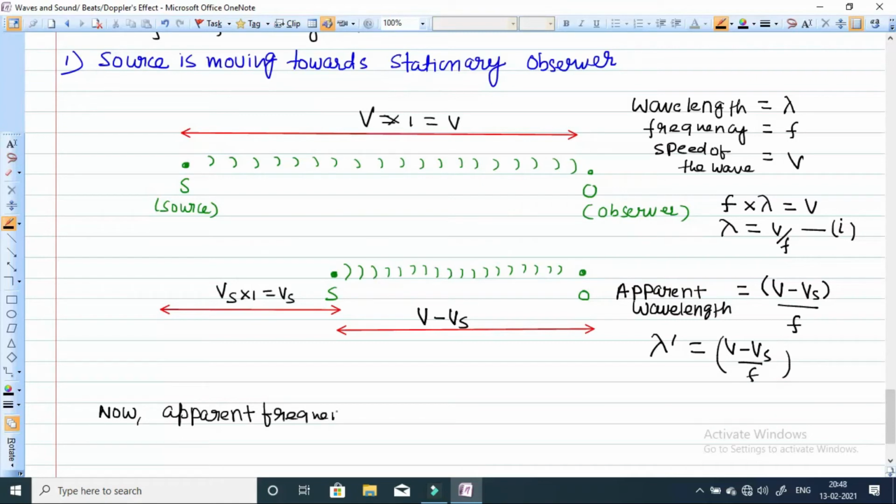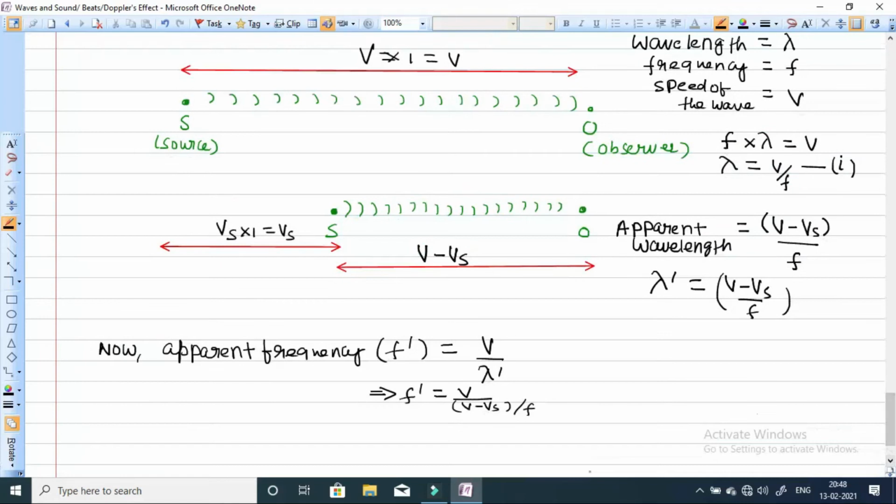Suppose I'm writing apparent frequency by F dash, then we can write F dash equals speed of wave, which cannot change, so V, divided by apparent wavelength, lambda dash. Now we can put the value. So F dash will become V divided by lambda dash, where lambda dash is equal to V minus Vs by F. If we solve this equation, we get F dash equals F into V by V minus Vs. So this will be the new formula that we have obtained.